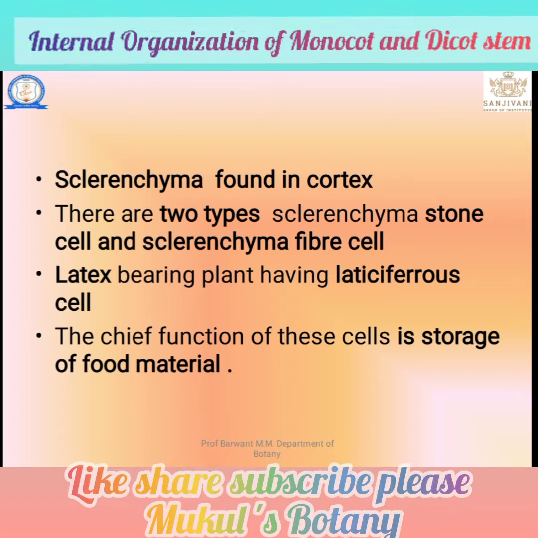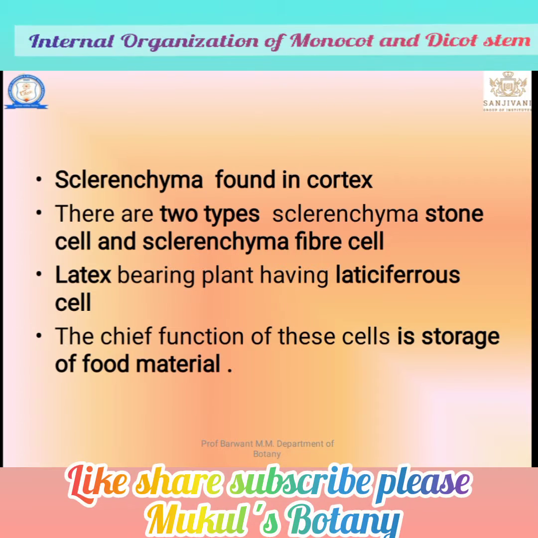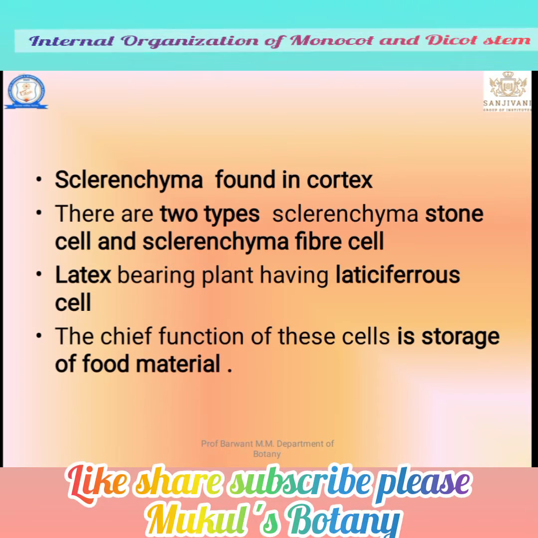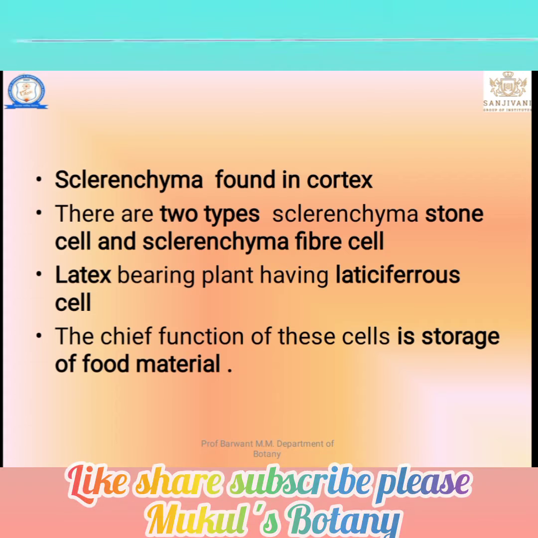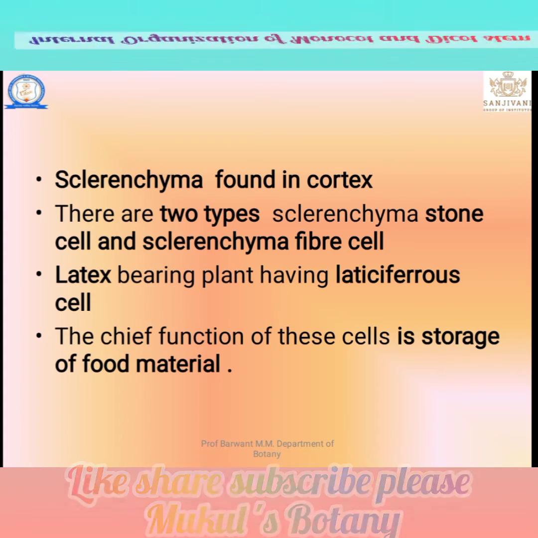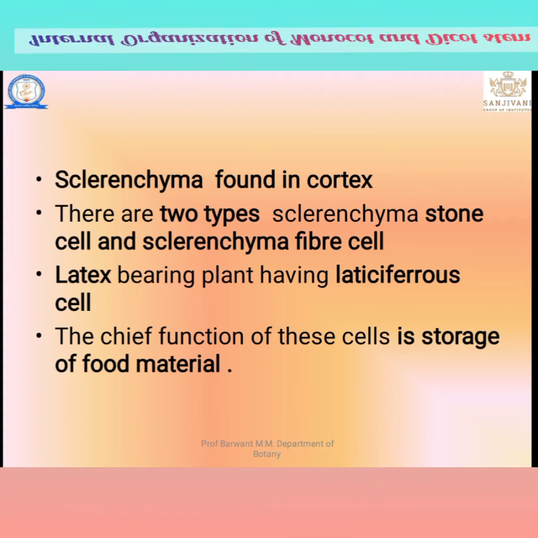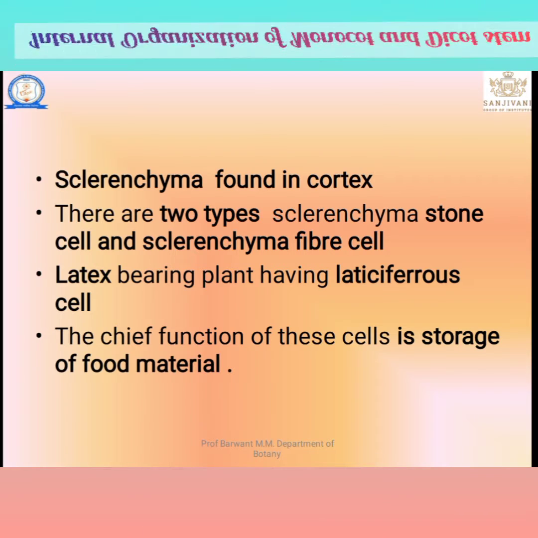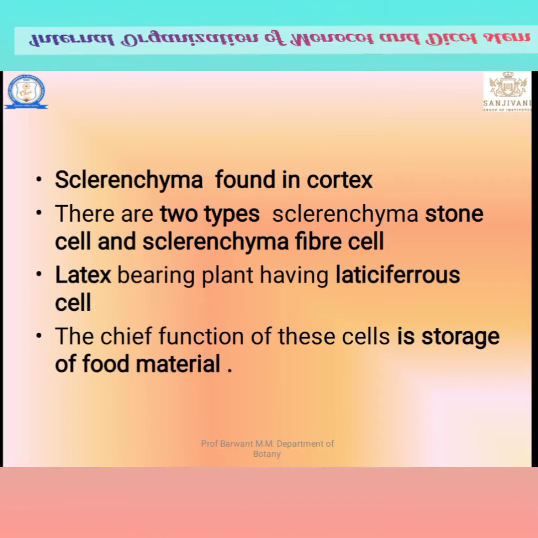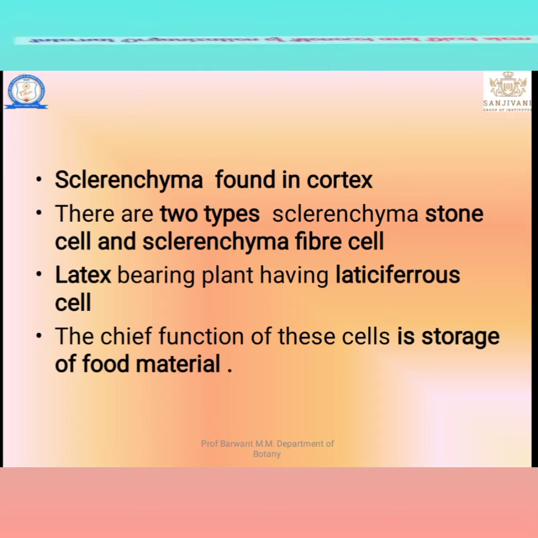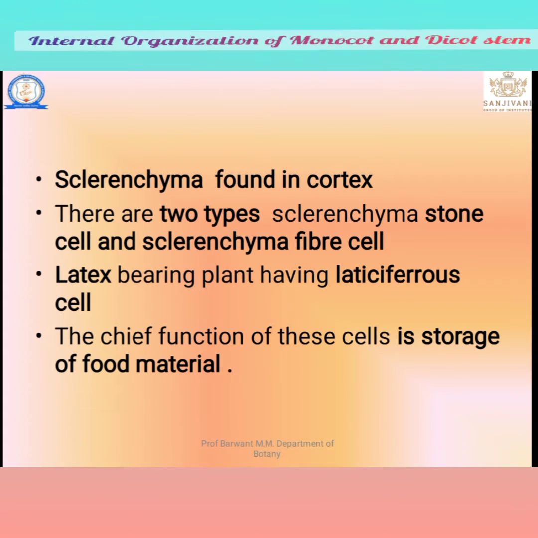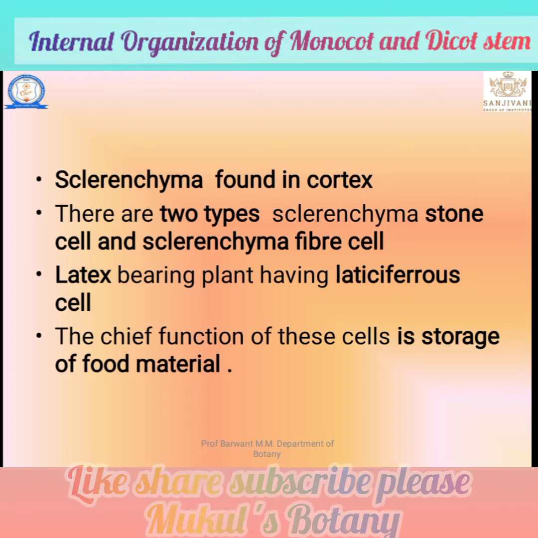Sclerenchyma is found sometimes in the cortex. There are two types: sclerenchyma stone cell and sclerenchyma fiber cell. I have explained previously, when we were learning the types of tissue, that sclerenchyma is divided into two parts. First, the fiber, and second, the stone cell. Those two types of sclerenchyma are also present in that stem.